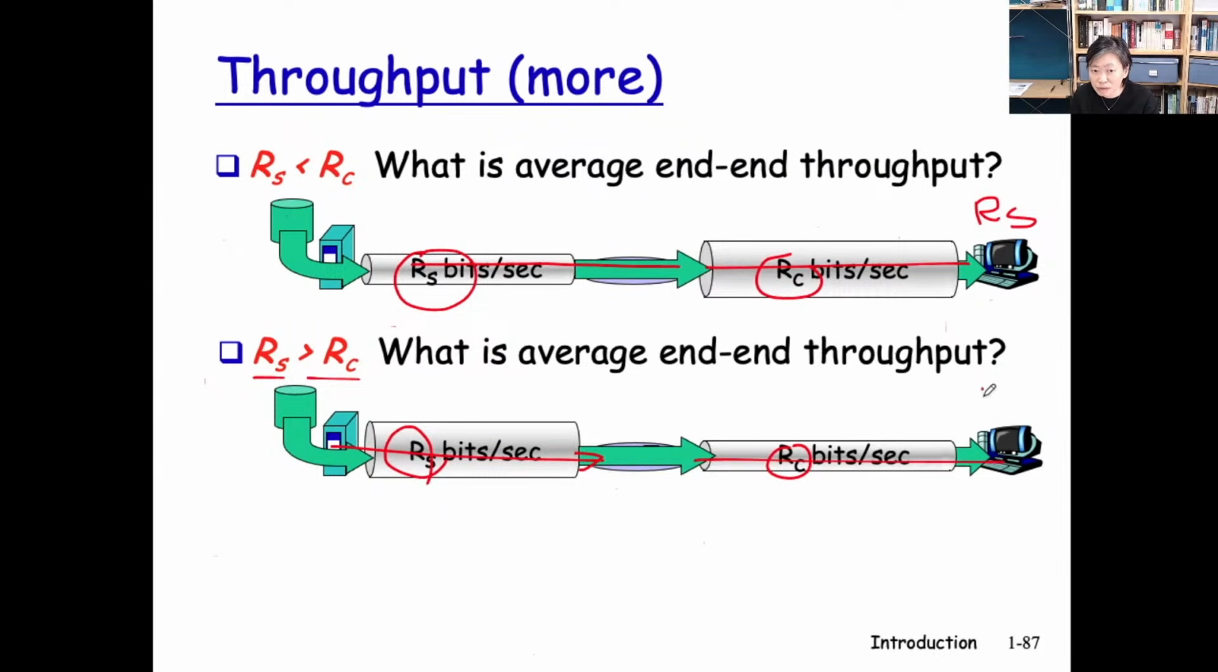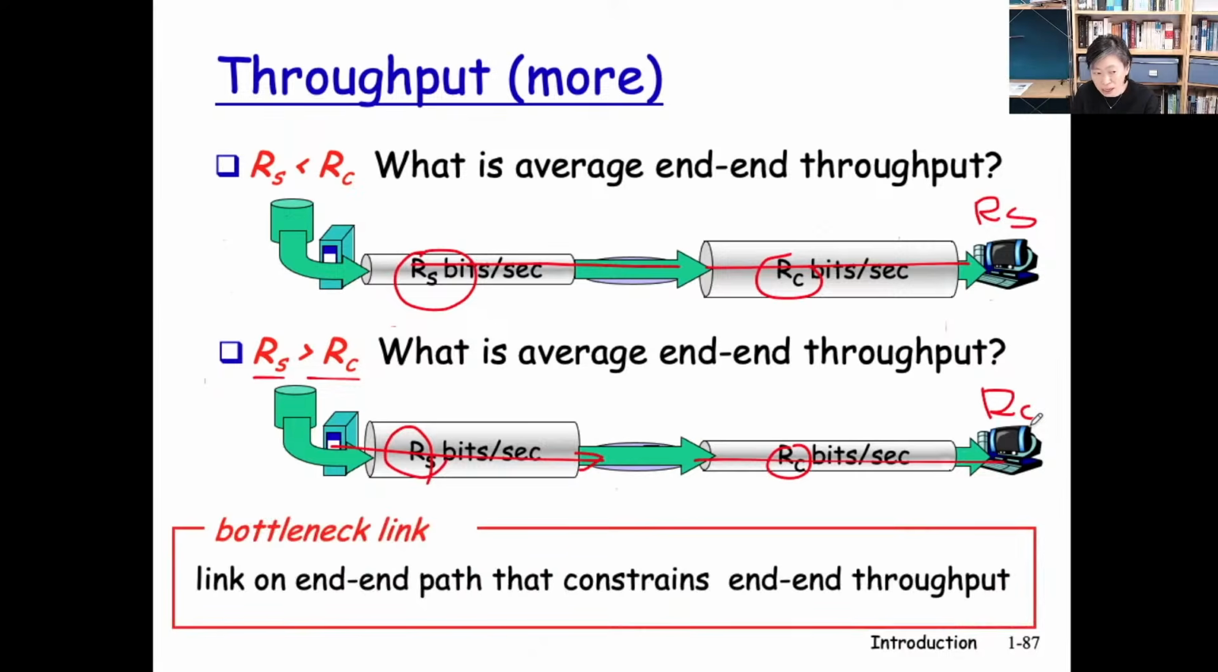So in the end, at the receiver, Rc is going to be the throughput. And this link and this link, the link on the end-to-end path with the smallest bandwidth is going to constrain the eventual throughput. Throughput here is often called the end-to-end throughput to indicate that it's the rate of data being sent from the source, one end, to the receiver, the other end.